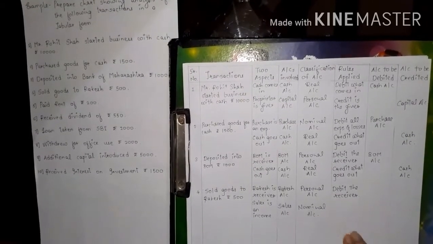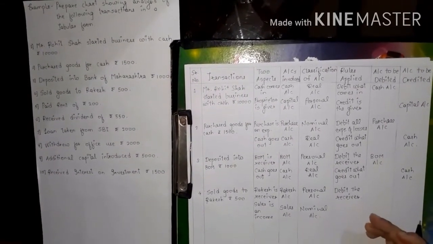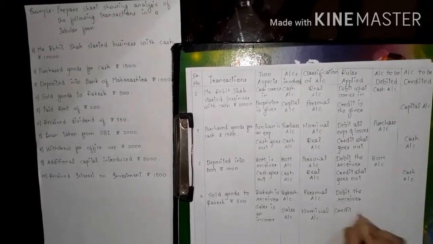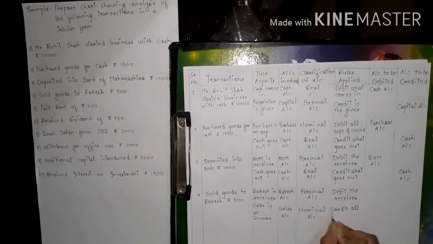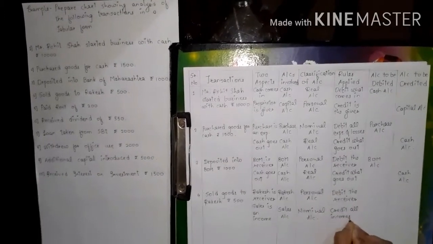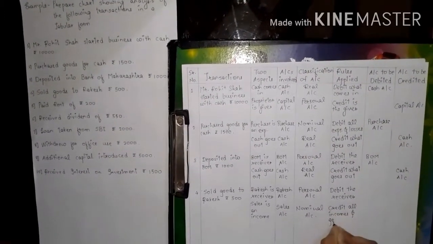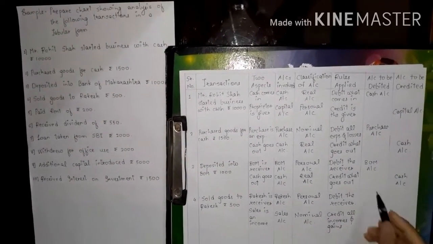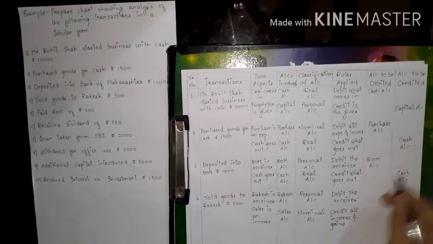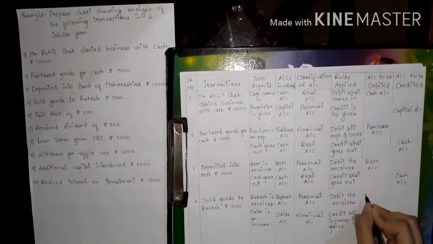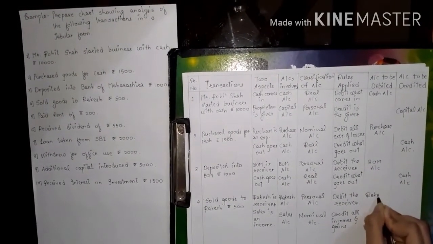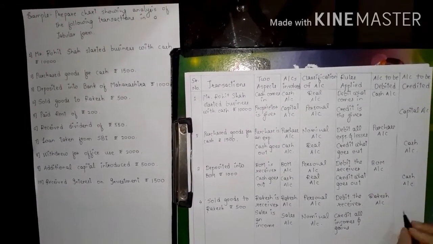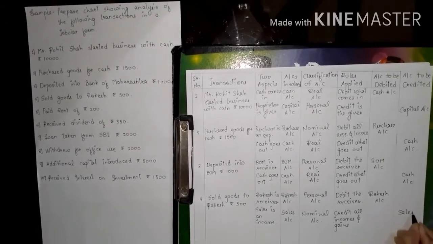Nominal account, we have earned income, so debit all expenses and losses. No, debit will not be reflected. Credit all incomes and gains. Yes, we will write here credit all incomes and gains, as we have earned profit by selling goods to Rakesh. Now we have to see the account debited. The Rakesh account is debited as he has received the goods, and sales account is credited as we have earned income.